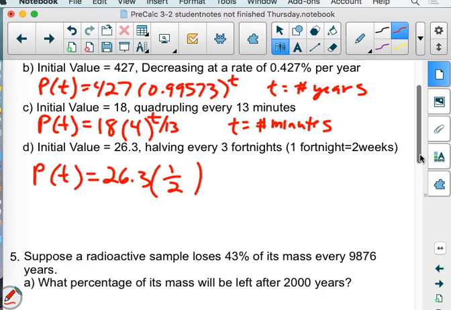A fortnight is 2 weeks. So if you have 3 of them, how many weeks you talking about? 6 weeks. So what should we do for a power? T over 6, where T stands for what? Yeah, number of weeks.